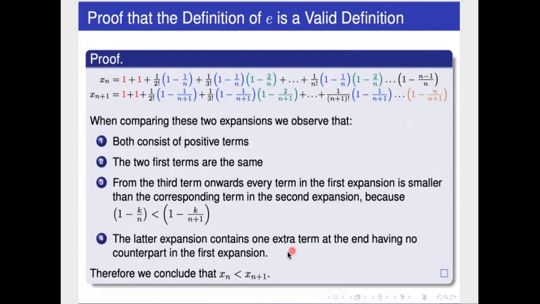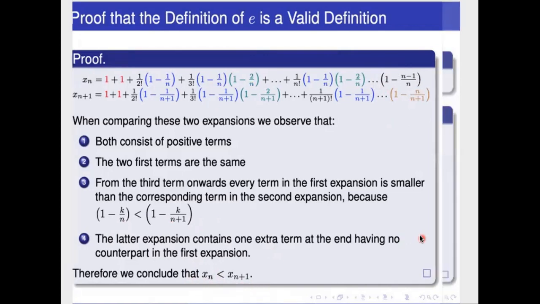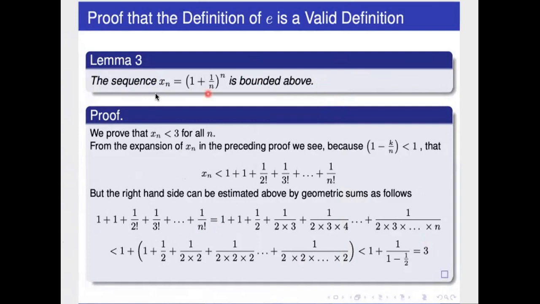Therefore we conclude that x sub n is less than x sub n plus 1. Lemma 3 states that the sequence x sub n equals 1 plus 1 over n raised to the power of n is bounded above. We will prove that x sub n is less than 3 for all n.